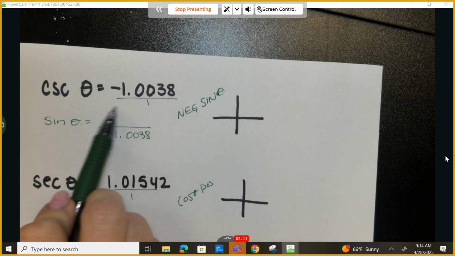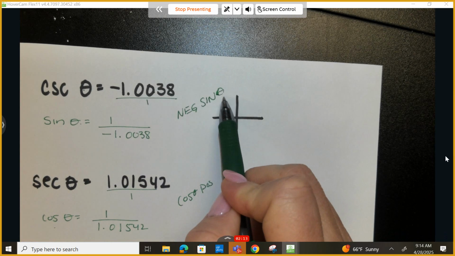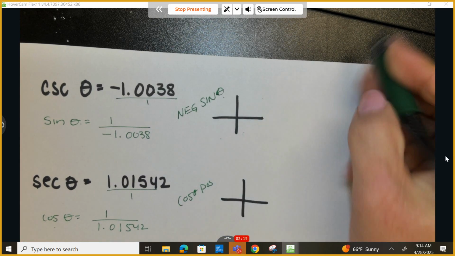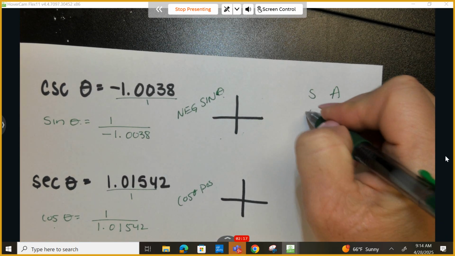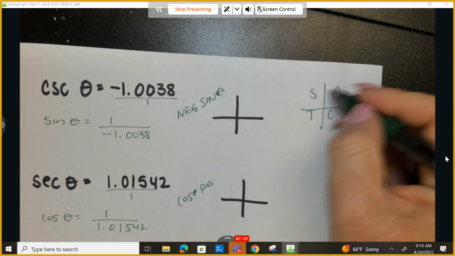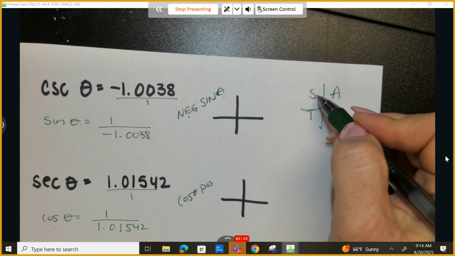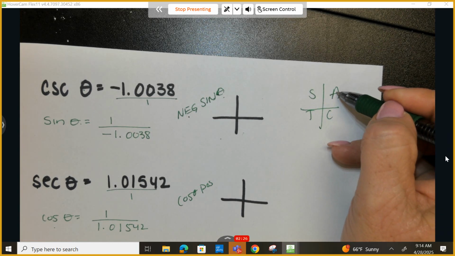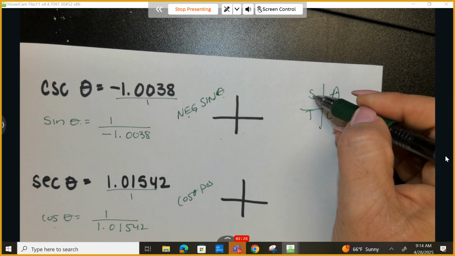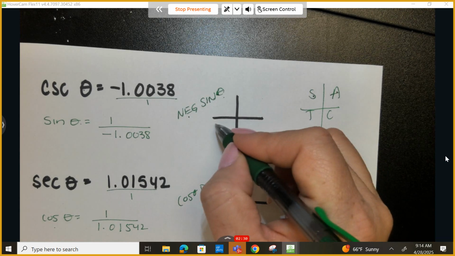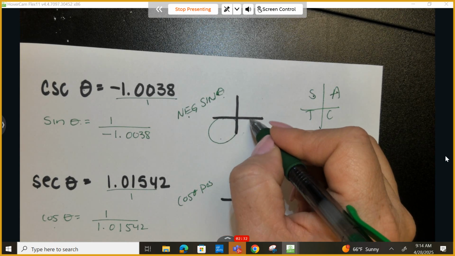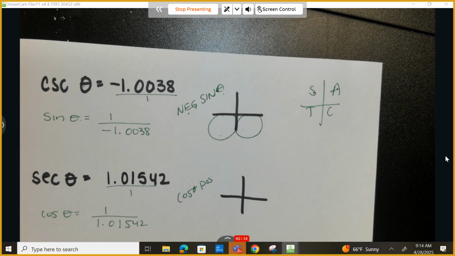So the first thing I want to know is where are sine values negative? All-star trig class. I'll write it one time. All-star trig class. And this tells me where they're positive. I want to know where are sines negative. Well, if sines are positive in 1 and positive in 2, that means they would be negative in quadrant 3 and quadrant 4. I'll come back to actually finding the angle measurements shortly.